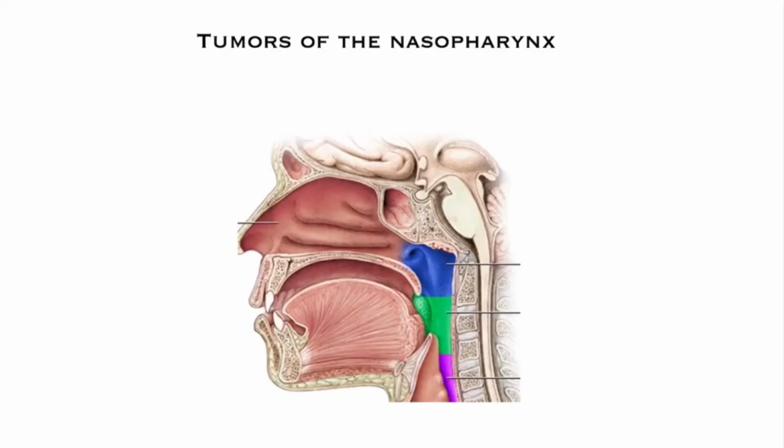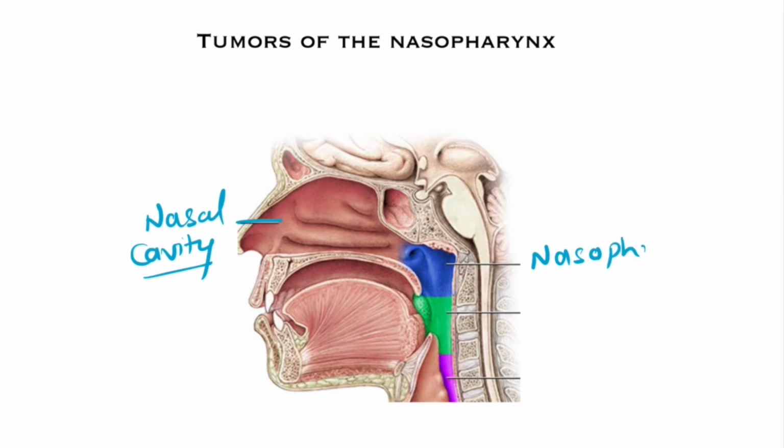Hey guys, let's talk about tumors of the nasopharynx. The nasopharynx is a part of the pharynx which is directly behind the nasal cavity. Where is the nasal cavity? This whole thing is the nasal cavity, and right behind the nasal cavity, we have got the nasopharynx.